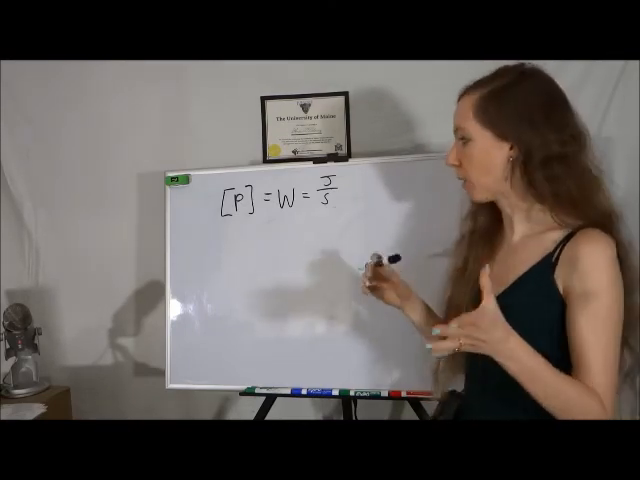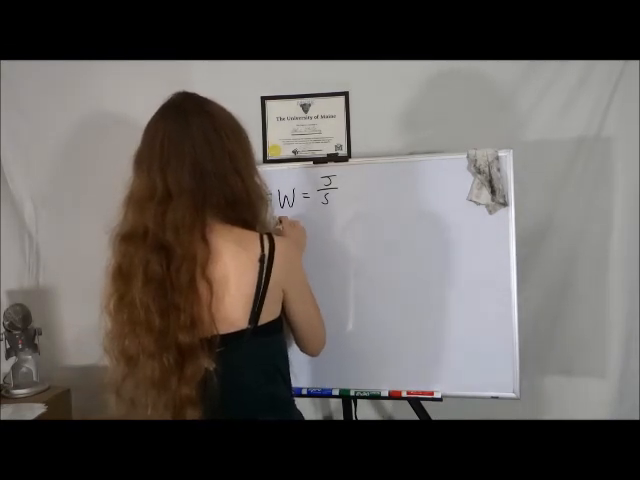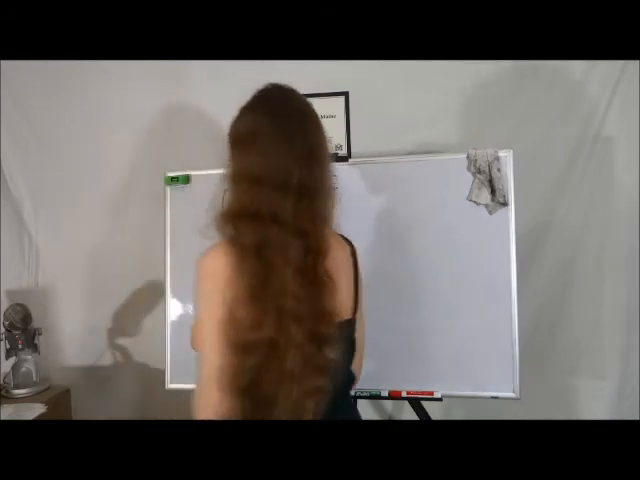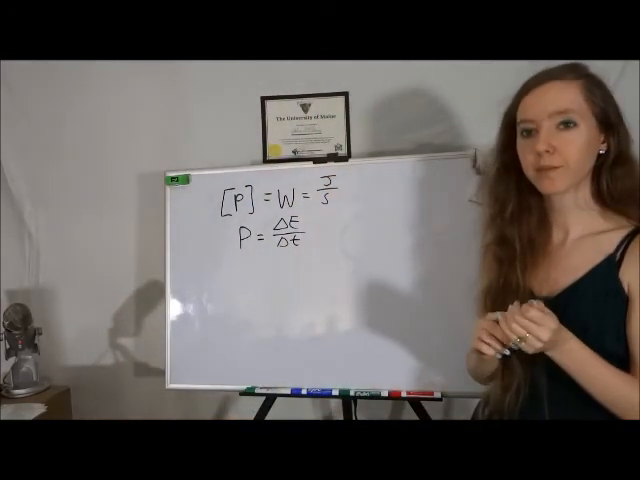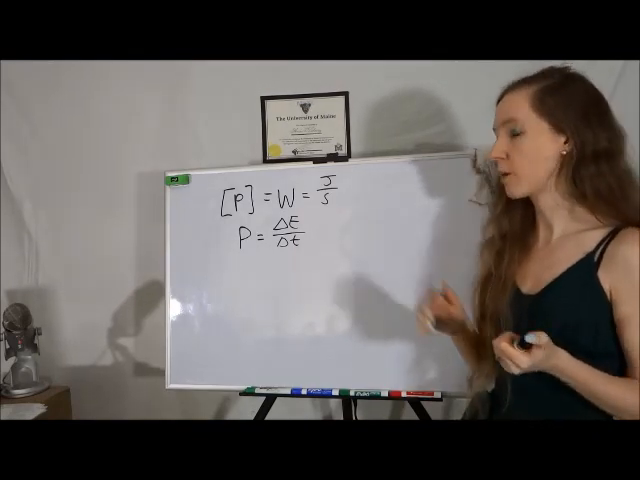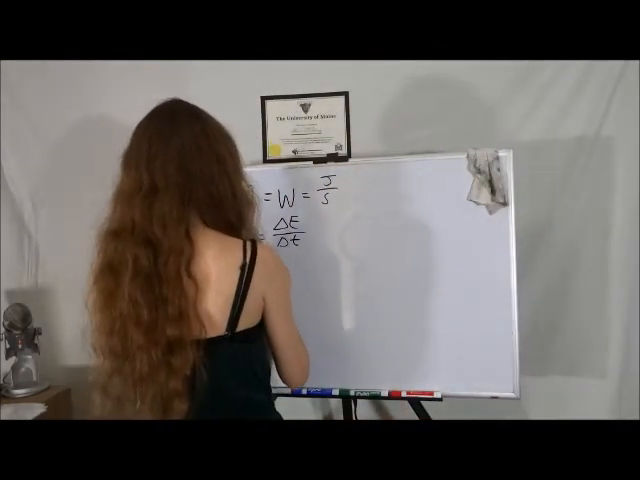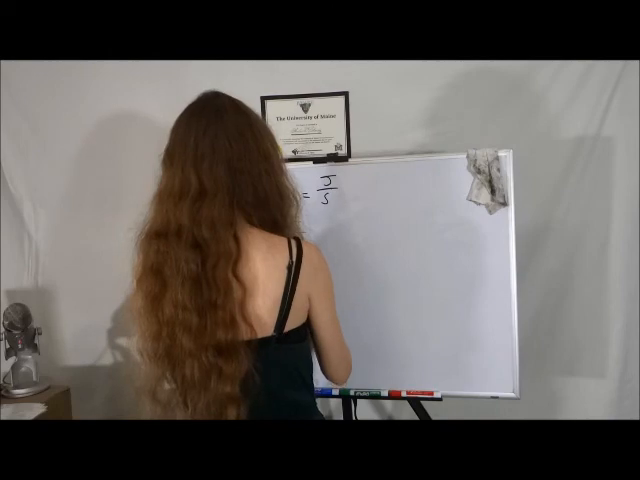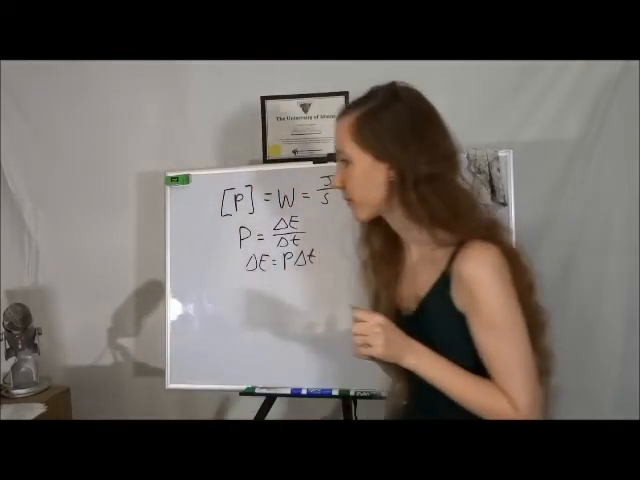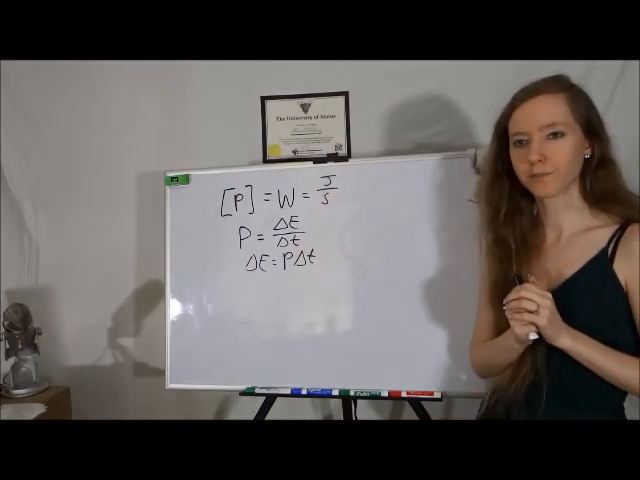So if we have a constant power source, we can say that our power is equal to our change in energy over our change in time. And if we then want to figure out what our energy is, we could just go ahead and multiply both sides by delta T, and we're going to get that our energy is equal to our power times our time. So are there any questions on this part?